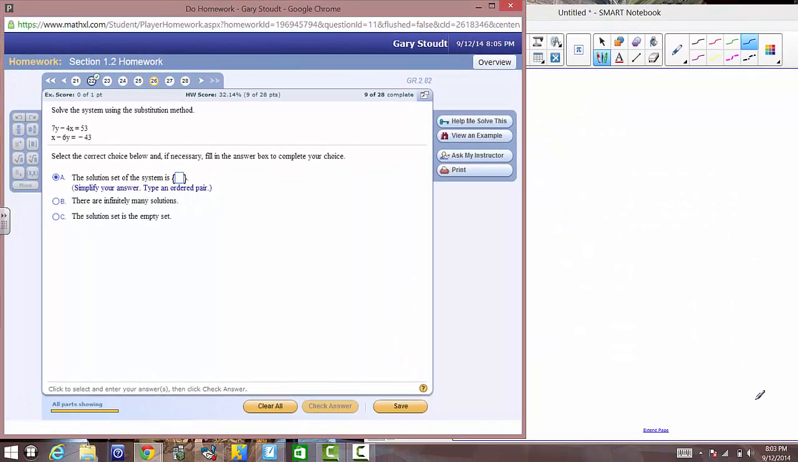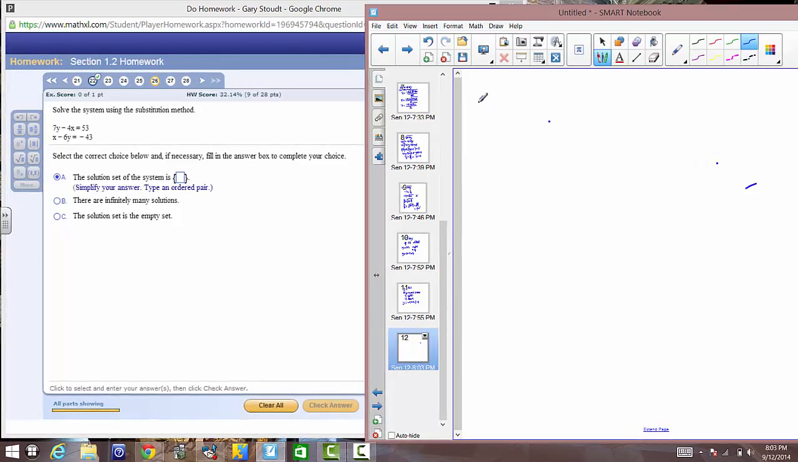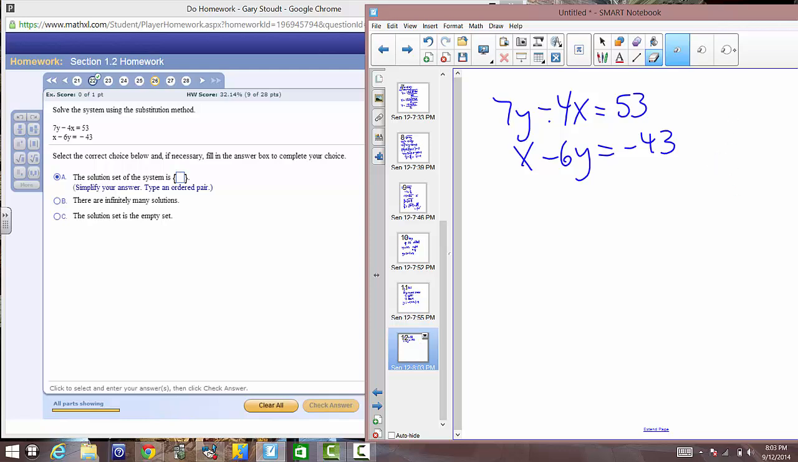So let's look at this system of equations. They want to solve this using the substitution method, which, as I said before, means solving one of the equations for one of the variables and substituting into the other. So let's write this down here. We have 7y minus 4x is equal to 53. x minus 6y is equal to negative 43. Now this equation looks like the one we would want to solve, the second one, because it's easily solved for x.